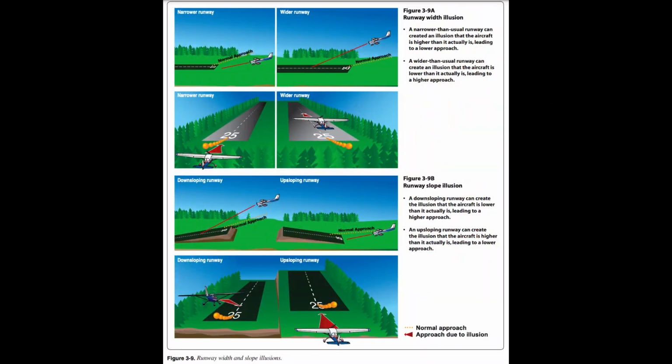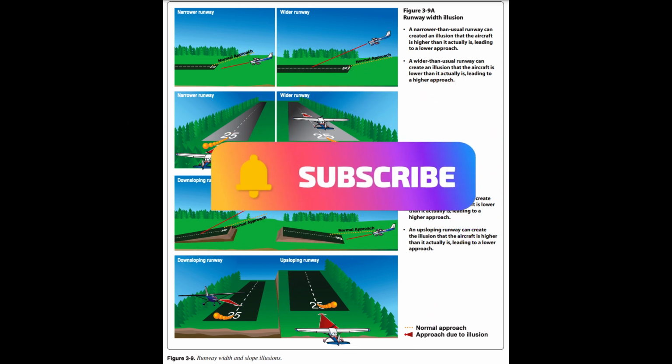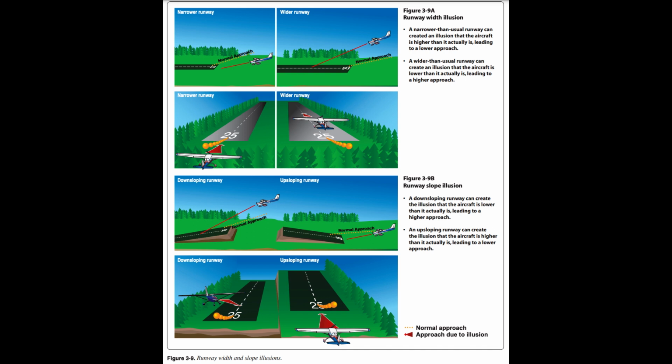Runway width illusion. A narrower than usual runway can create an illusion the aircraft is at a higher altitude than it actually is, especially when runway length to width relationships are comparable. Figure 3-9a. The pilot who does not recognize this illusion will fly a lower approach with the risk of striking objects along the approach path or landing short. A wider than usual runway can have the opposite effect with the risk of leveling out high and landing hard or overshooting the runway.